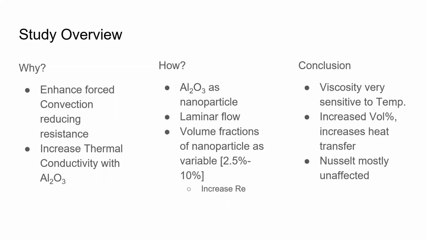Here's an overview of the study that we were assigned. The purpose was to enhance forced convection, thereby reducing the overall thermal resistance. It also increases the thermal conductivity by utilizing aluminum oxide as a nanoparticle. The study was conducted using laminar flow, with varying volume fractions of the nanoparticle, from 2.5% all the way up to 10%.